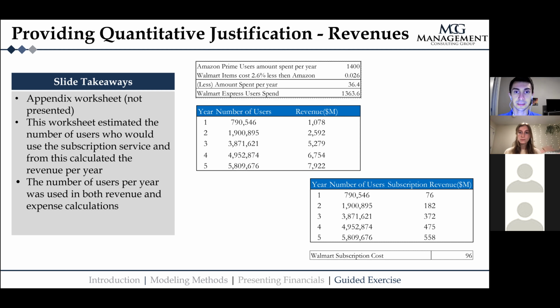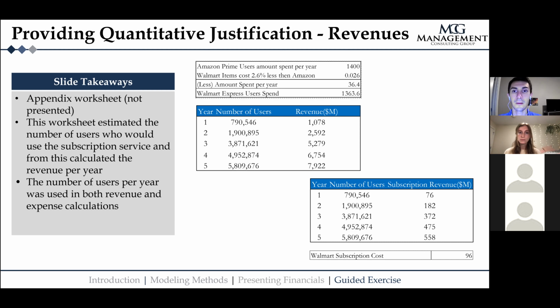So it was pretty easy for us to find these revenues because we already had the amount that Walmart Express users spend per year. We calculated that on the last slide, along with the number of users. So really the only big number we had to come up with here was the subscription cost, which was $96 a year, and then we multiplied that.